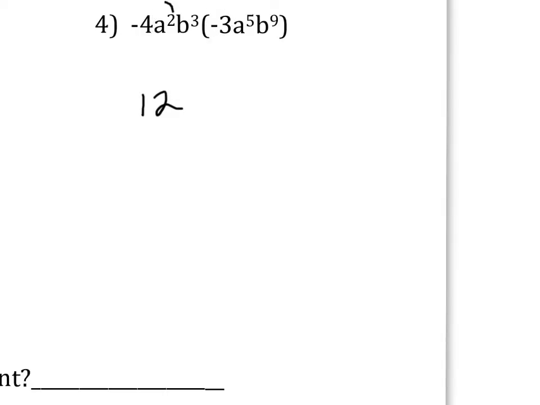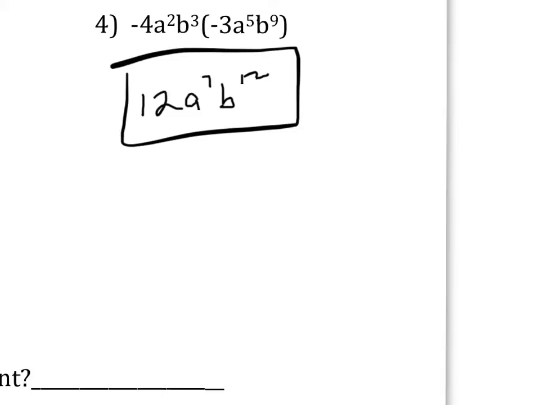Then next I multiply the next variable, whatever it happens to be. In this case it's an a. So a squared times a to the 5th gives me a to the 7th. And then I'll work that second variable. b cubed times b to the 9th gives me b to the 12th power. So 12a to the 7th, b to the 12th power.